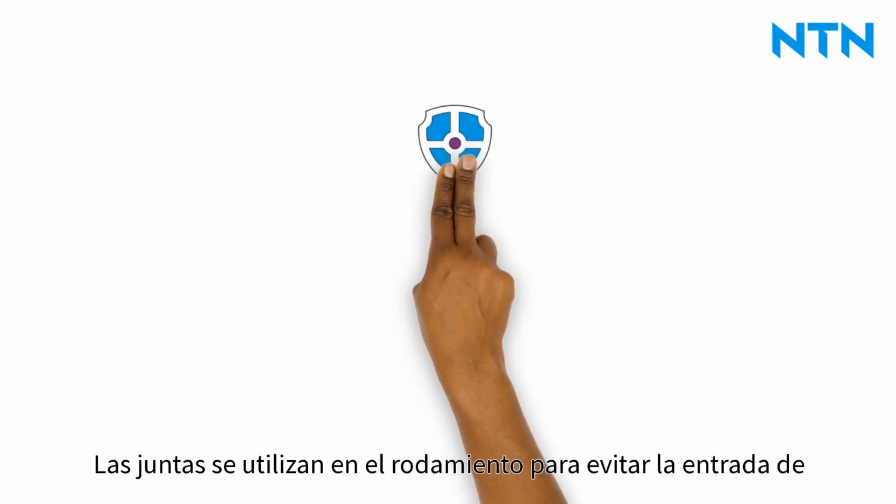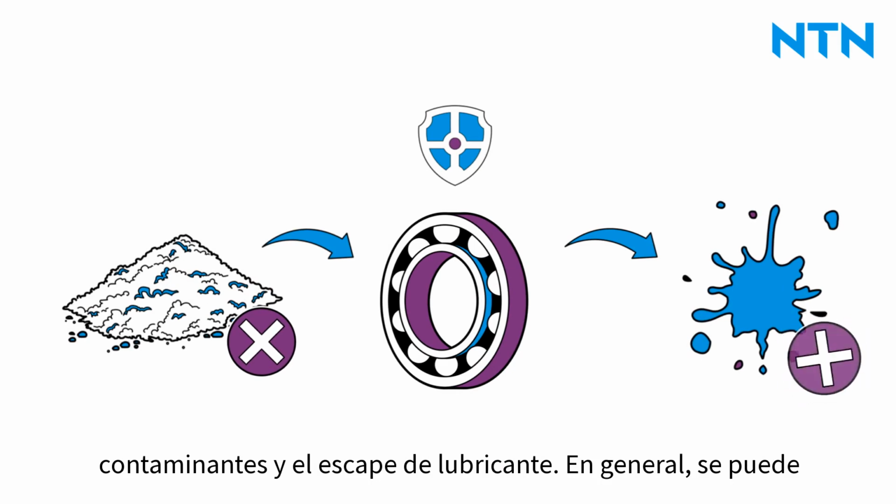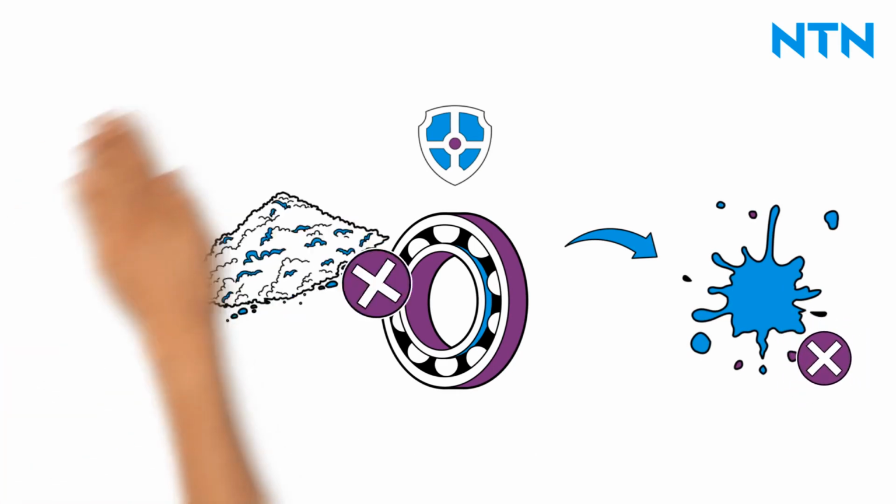Seals are used in the bearing to prevent the ingress of contaminants and the escape of lubricant. In general, a distinction can be made between integrated and external seals.